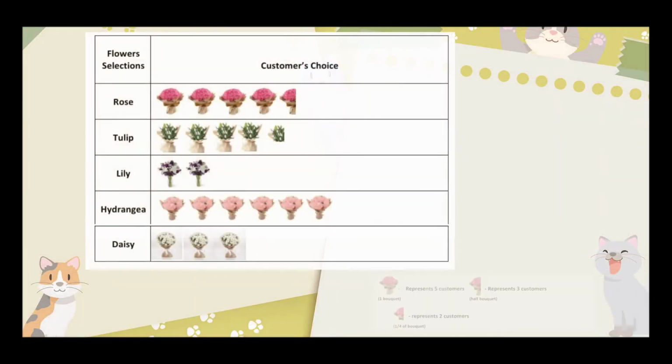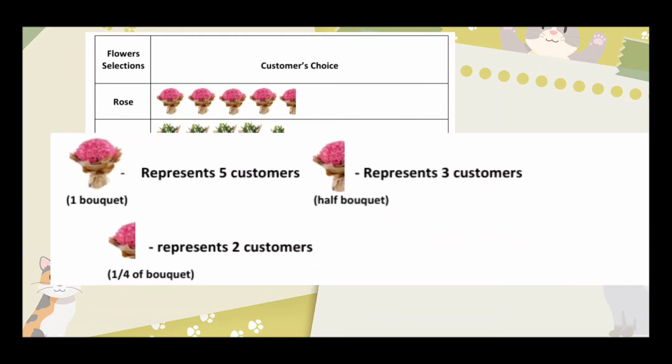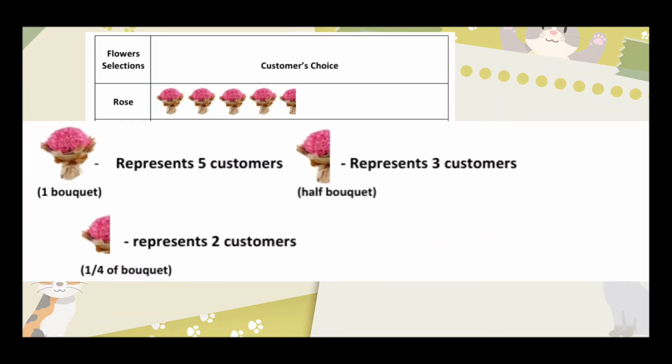We can see in the graph are the flower collection and the customer's choice. We must remember that one bouquet represents 5 customers and half of the bouquet represents 3 customers, while 1/4 of the bouquet represents 2 of the customers.